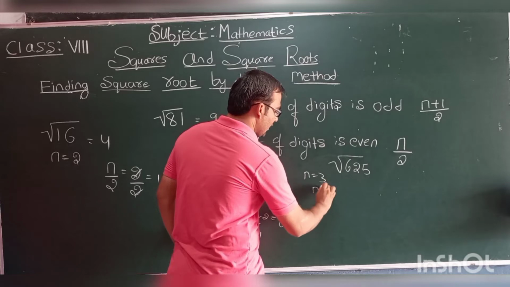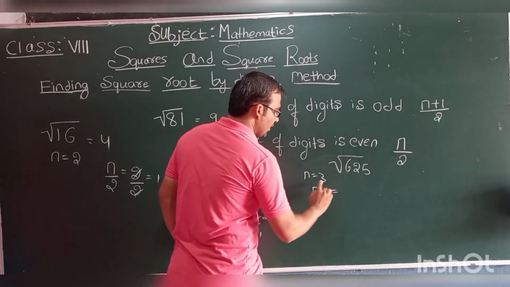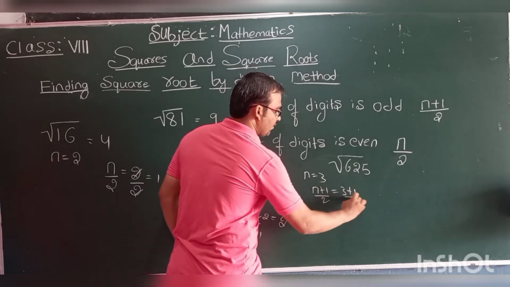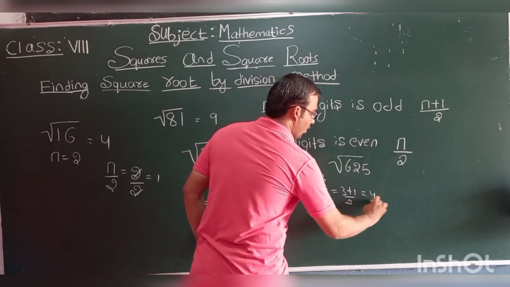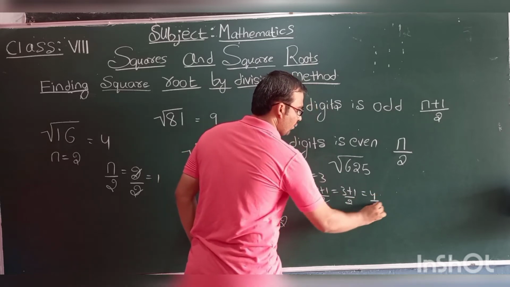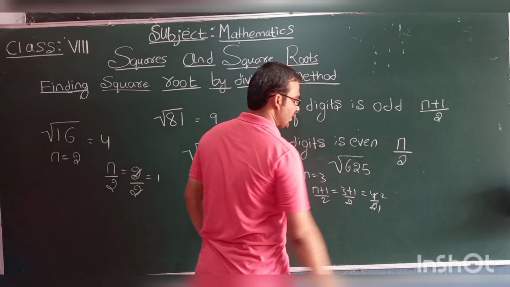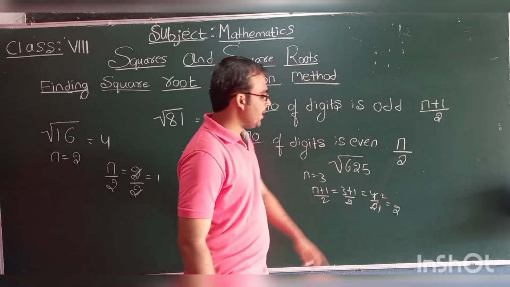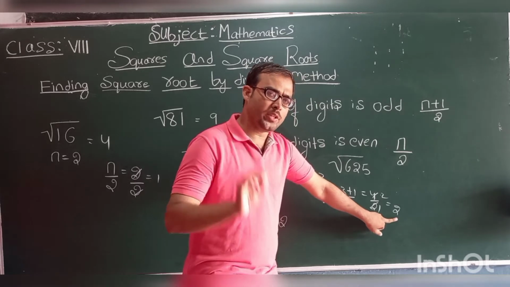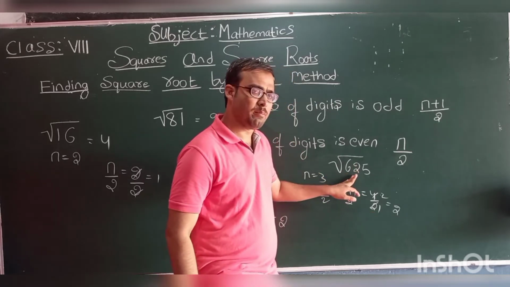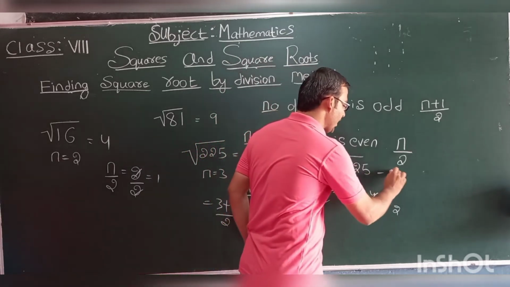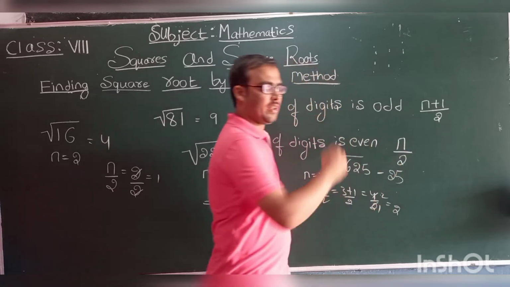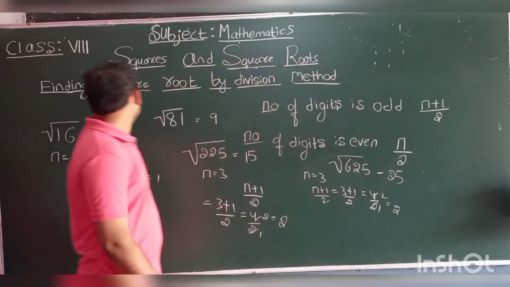That is (n plus 1) by 2, that is (3 plus 1) by 2. 3 plus 1 is 4, 4 by 2, 2 twos are 4. So what we have got is 2. It means there are 2 digits in the square root of this number. What is the square root of 625? It is 25.